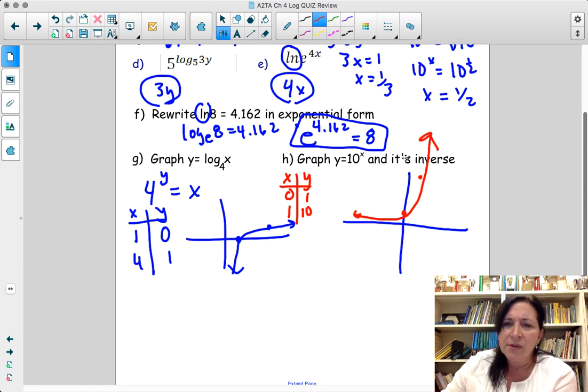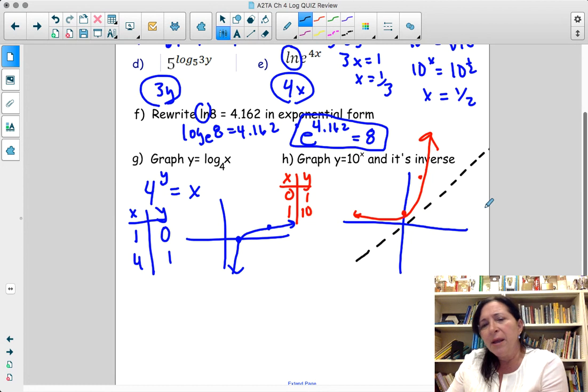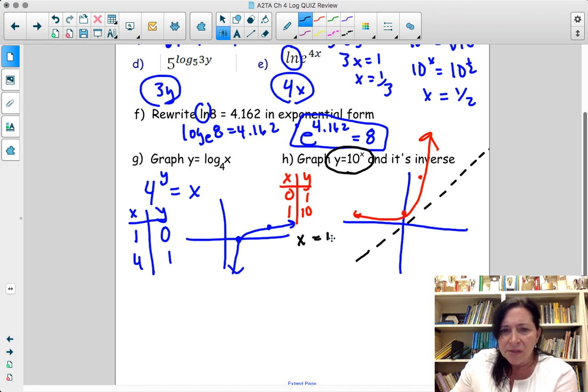Its inverse, there's two ways we can find the inverse. One way to find the inverse is to reflect it across the y equals x axis, which is that right there. And so we know it's going to do this. But let's say that I actually wanted some points for that. Well, to find the inverse of this equation, remember, you take your x and your y and you switch them out. So really, I have x equals 10 to the y power.